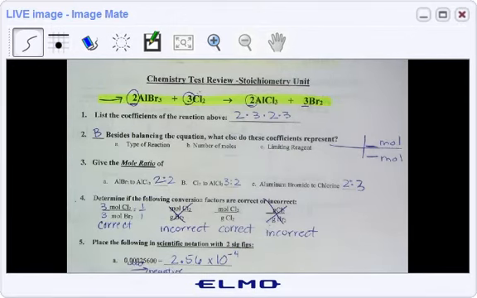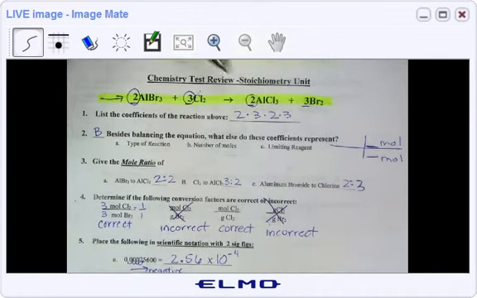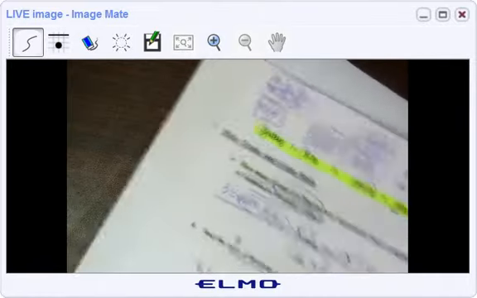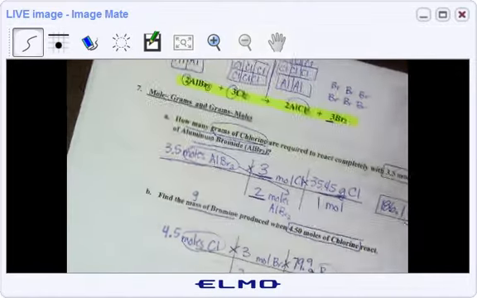We're going to finish up the chemistry test review for the stoichiometry unit. Again, this is the second half. This is what the review looks like. It says chemistry test review, stoichiometry unit. Thus far, we have gone all the way through 7B. That's where we left off.